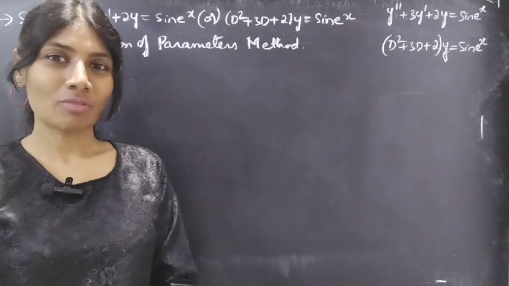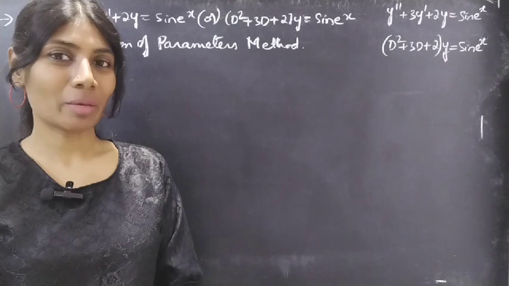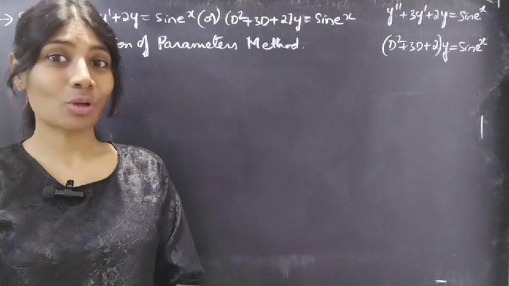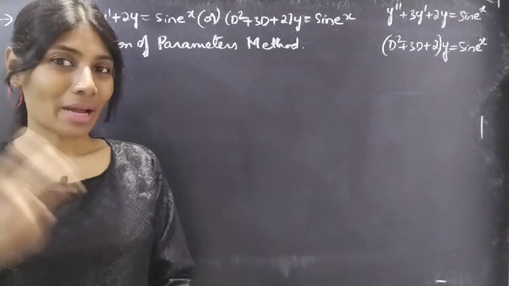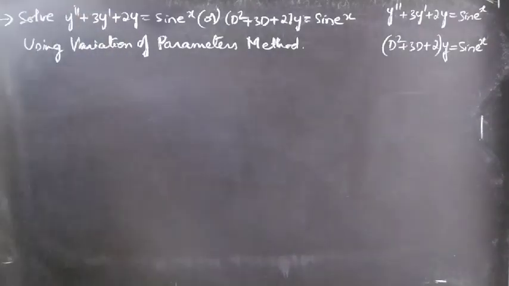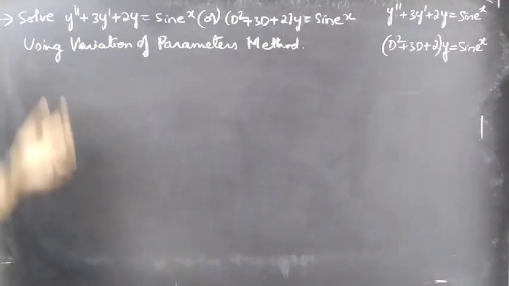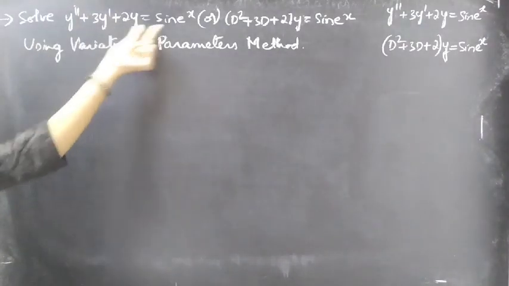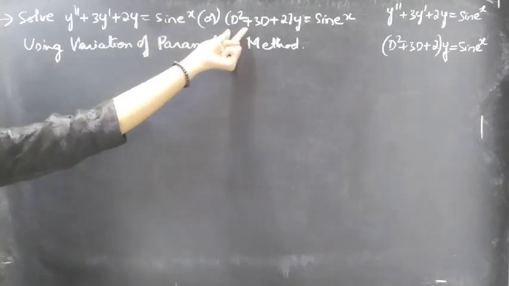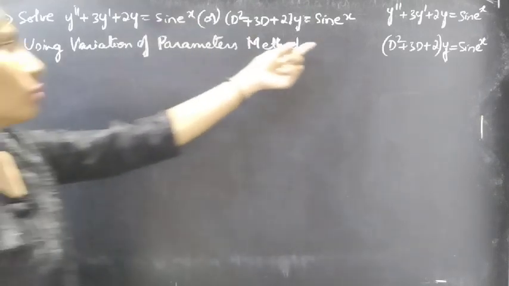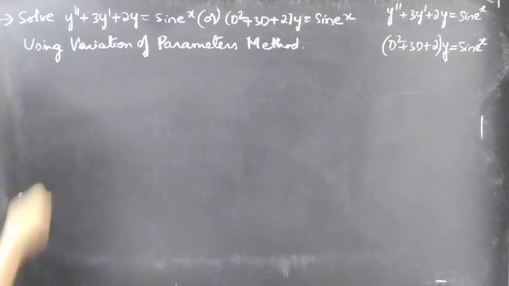In this video, we are going to solve a differential equation using the variation of parameters method, using another way of solving the problem. Part 2. Let's get going. Problem: solve y double dash plus 3y dash plus 2y equal to sin e power x, or (D square plus 3D plus 2) y equal to sin e power x, using the variation of parameters method.